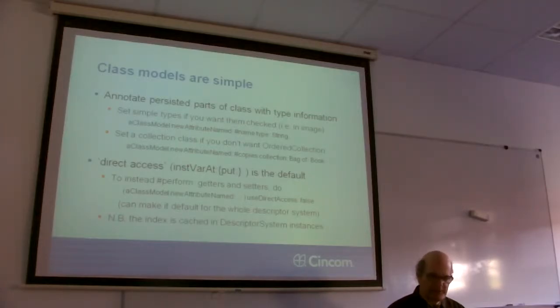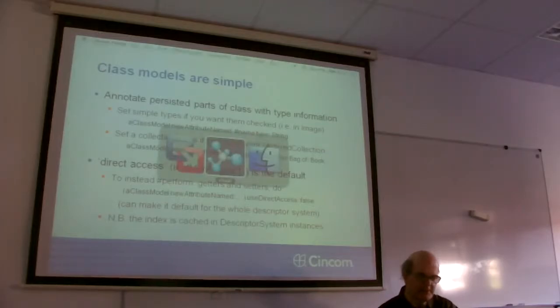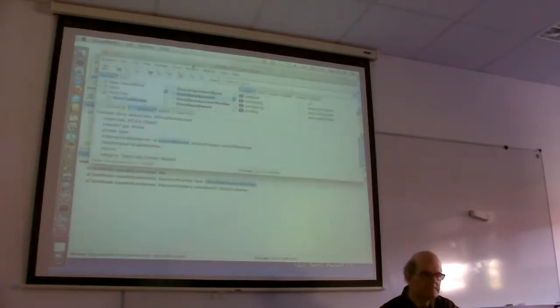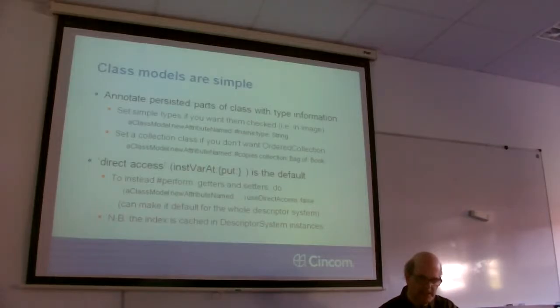And you can obviously write your own types. Let's go and look at one. Neil, can you show us how to make it default for the whole descriptor system? It's very obvious. You go to descriptor system and you can find the place where you just set it. Look for direct access. I won't do that because I'm slightly conscious of the clock. But basically, go look for direct access in descriptor system, and you'll see a place where you can say false. It's literally directAccess: false.